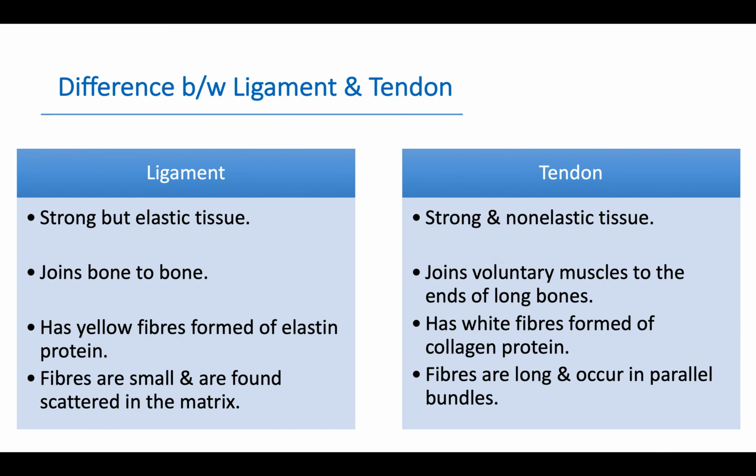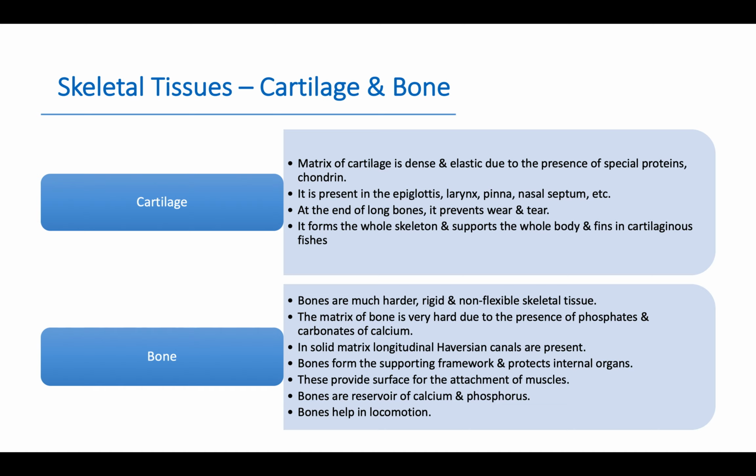Skeletal tissues. Cartilage and bone. Cartilage can be bent without breakage. These are soft tissues. The matrix of cartilage is dense and elastic due to the presence of a special protein, chondrin.